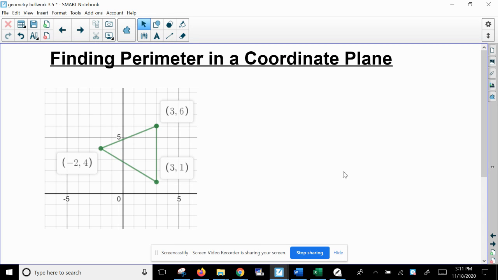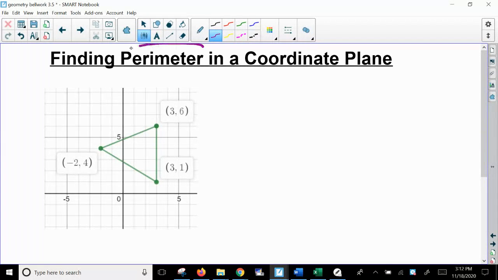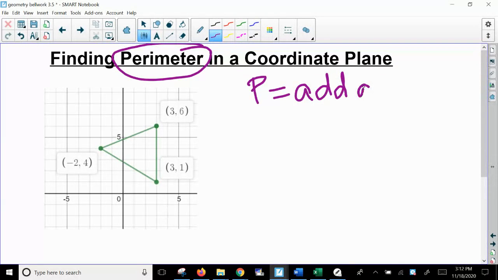So in this video, I'm going to show you how to find the perimeter of an object in a coordinate plane, okay? So this is a triangle, and remember, perimeter means you have to add the length of all the sides. So we're going to find the perimeter. We have to add the length of all sides.